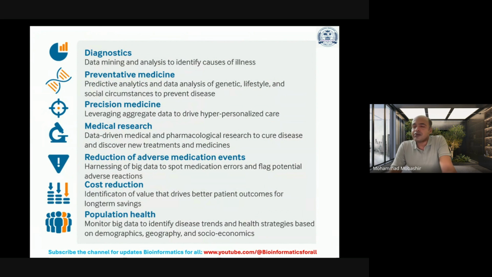That means one person, one medicine. Medical research, data driven medical and pharmacological research to cure the diseases and discover new treatments and medicines. Now, reduction of adverse medication events, harnessing of big data to spot medication errors and flag potential adverse reactions. Cost reduction, identification of value that drives better patient outcomes for the long-term savings. Population health, monitor big data to identify disease trends and health strategies based on demographies, geography, and socioeconomics.